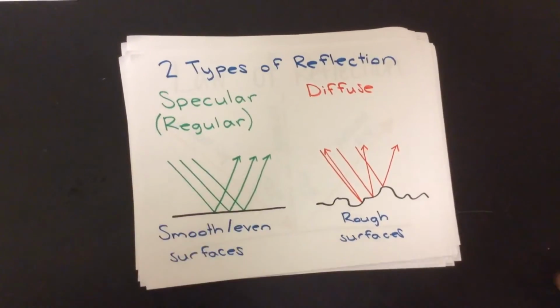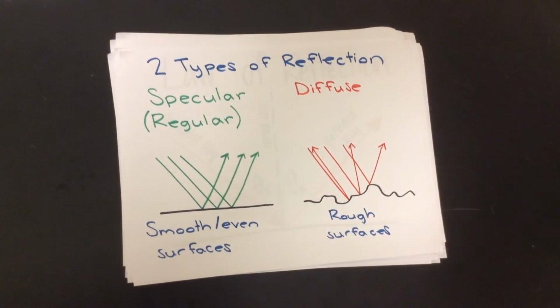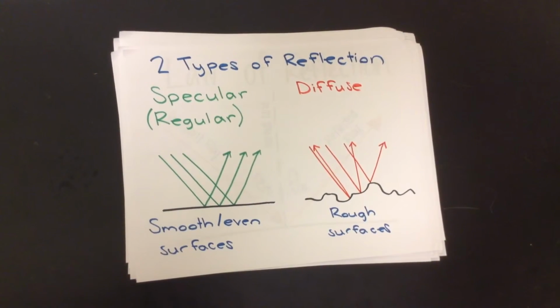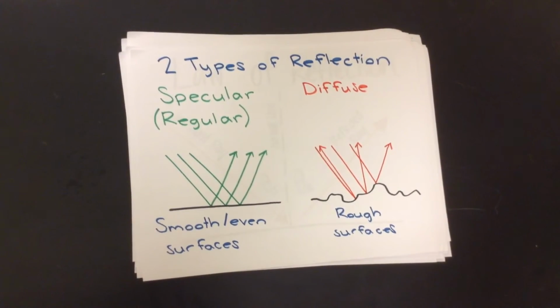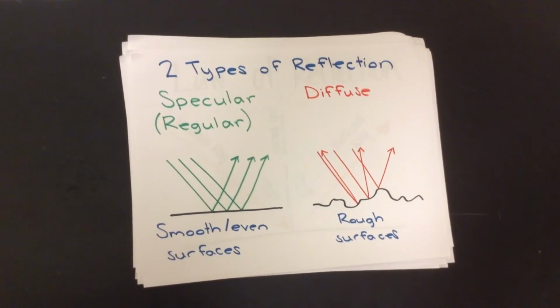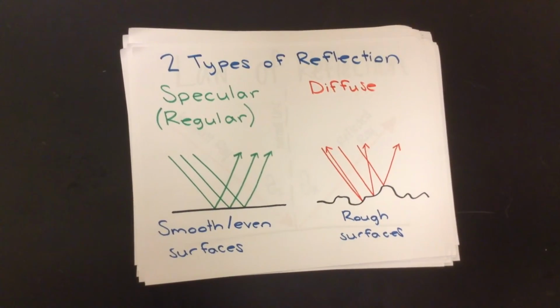There are 2 types of reflection, specular and diffuse. Specular reflection, also known as regular reflection, is off of smooth or even surfaces like glass, mirrors, and calm water. Diffuse reflection is off of rough surfaces. Smooth surfaces reflect images uniformly, which is why you can see a perfect mirrored image of a mountain on the surface of a calm lake.